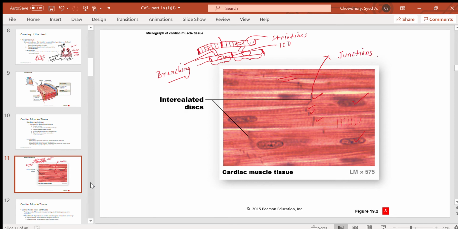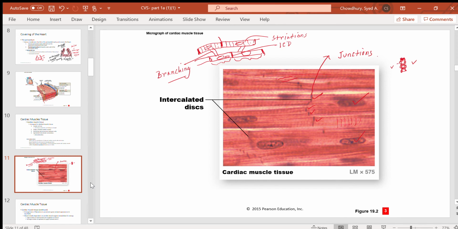Okay, intercellular junctions. Now if I see an intercalated disc, this is one fiber, this is another, and this is the intercalated disc, I will see many gap junctions, that means open pores in it. And also I will see very strong junctions, they hold the fibers together. So two types of junctions.